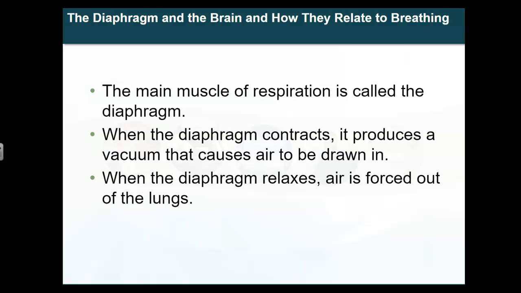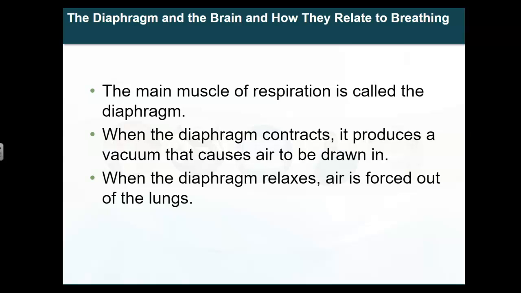When it contracts, it produces a vacuum within the thoracic cavity that causes air to be drawn in. When this starts, there is a negative pressure within the lungs, and the pressure inside is less than the atmospheric pressure outside. When the pressure inside exceeds the outside atmospheric pressure, it becomes positive and causes expiration to equalize inside and outside pressure. When the diaphragm returns to its relaxed state, air is forced out of the lungs.